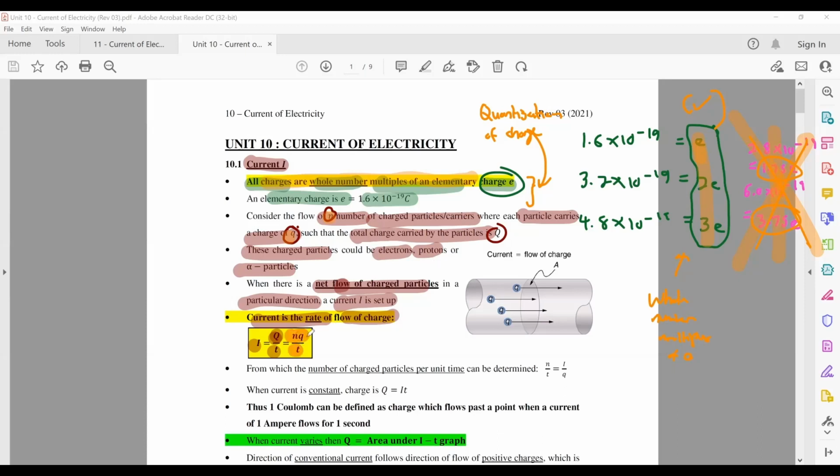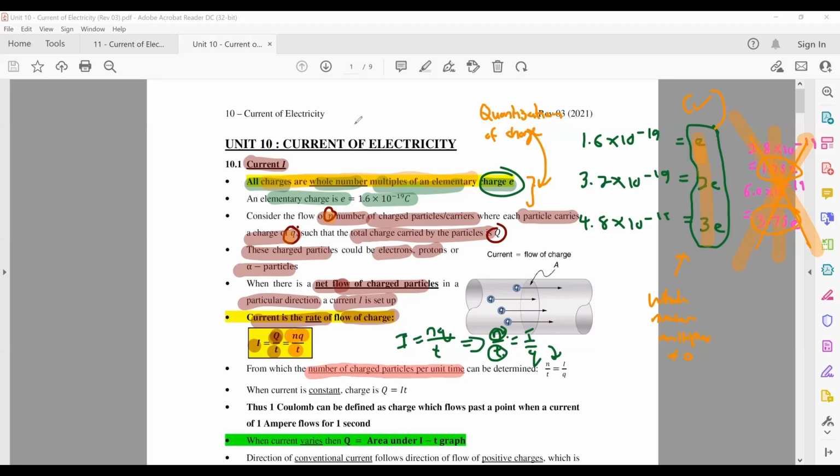All right. Now it's from this expression here that you will be able to find something called the number of charged particles per unit time that is flowing. So what you do is that you are actually just looking at I equals nq over t. You rearrange it, you get n over t equals I over q. All right, this one will give you the number of charged particles per second. Right, because n is the number of charged particles, t is time. So this is the number of charged particles per unit time.